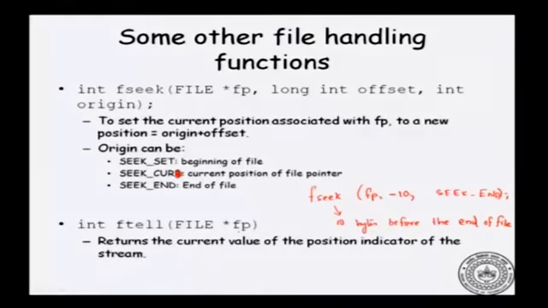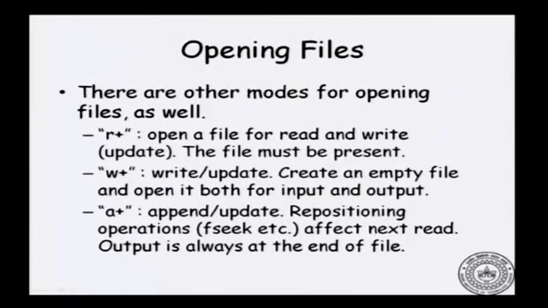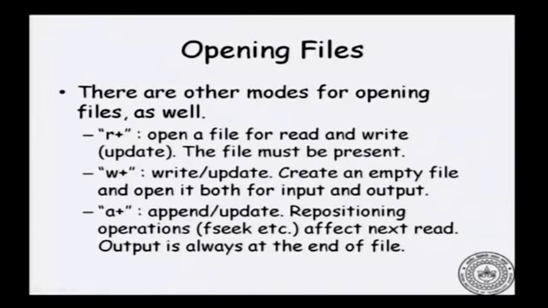So, with this, let us take a look at a few more modes in file operations. When you open files, we saw that you could open them in mode R, W, A. Okay. Now, there are also some other special modes that C gives you. For example, there is something called R plus. This says you can open a file for reading and writing. So, this is essentially an update mode. W plus will be write and update. So, create an empty file and update that file. And there is something called A plus, which is append and update.